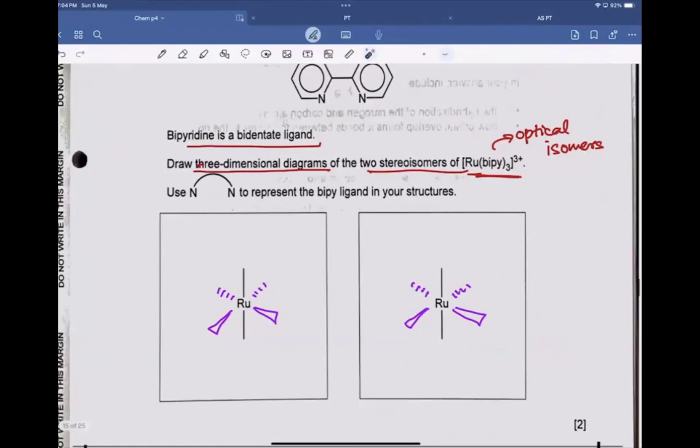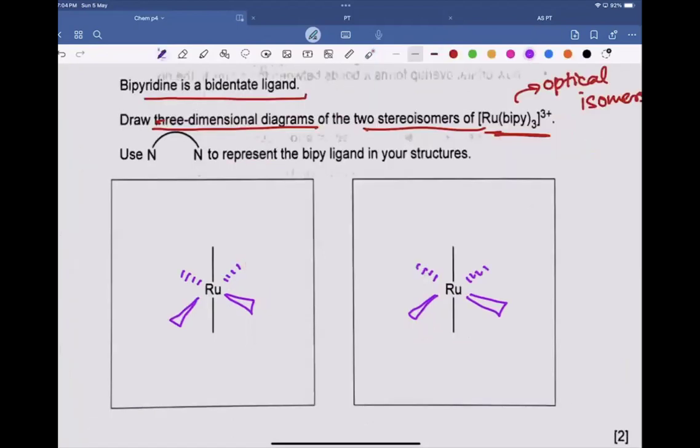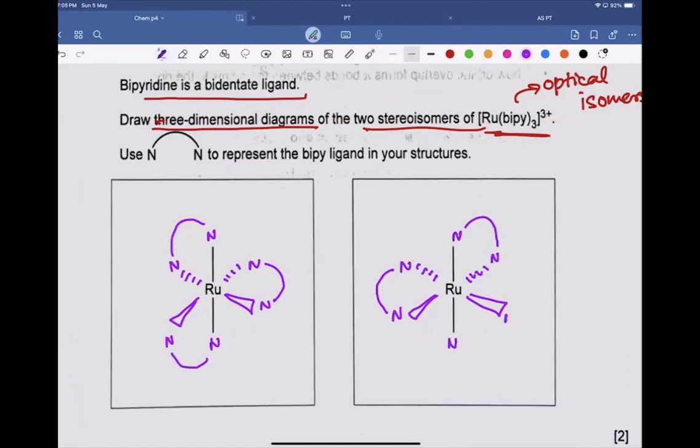Okay, now we have to show this structure, the 2 mirror images. So if I put one over here, I'm going to put exactly the opposite to show the mirror image. If I put one bidentate ligand like this, over here I'm going to put one bidentate ligand like this. And if I put one bidentate ligand like this, I'm going to put the third bidentate ligand like this. So it will form a mirror image. Is this clear to all of you?